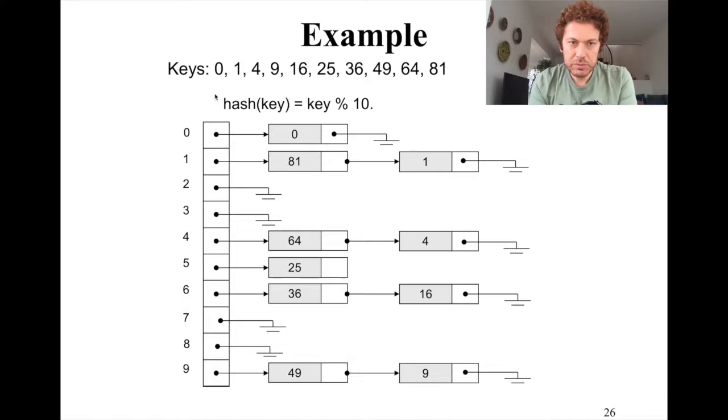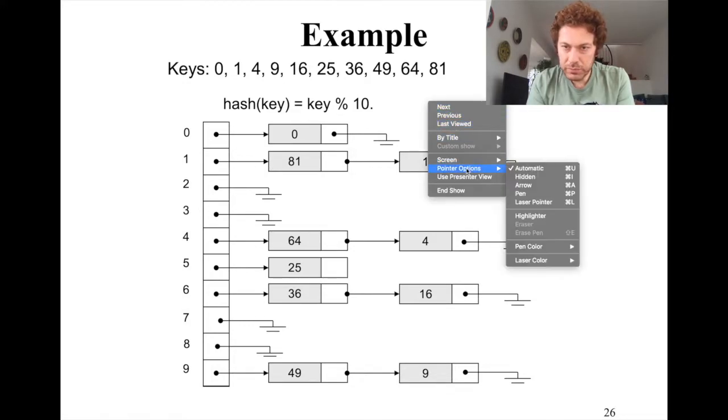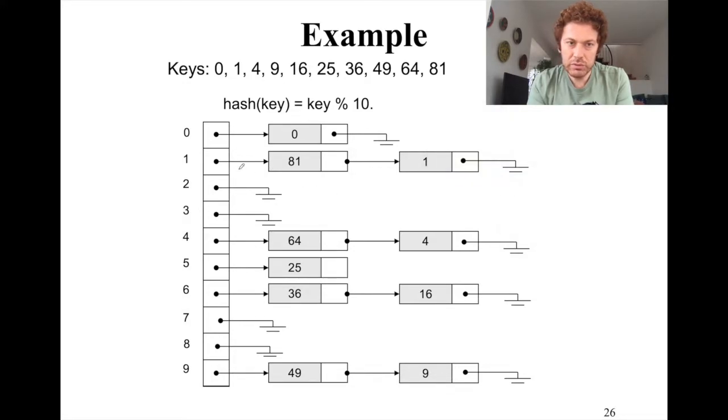0 maps to index 0. But I don't put the item here. I start a new linked list with the first node as 0. 1 maps to here. I start a new linked list. So let me do it one by one. Start a new linked list with node 1. So this is the linked list, and the next of 1 will be null.